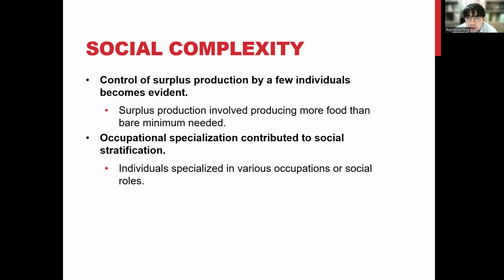A lot of this lecture is going to be like a checklist of things that, if they qualify for these things, then they're probably complex societies. So the first thing is control of surplus production by a few individuals becomes evident, right? If there is a group of people or a person that basically tells people what to do with the extra food they have, for example, then that would be a socially complex society. Okay. For those who don't already know, surplus production involves producing more food than the bare minimum needed. So if we needed 30 fish to survive, there's like 50.